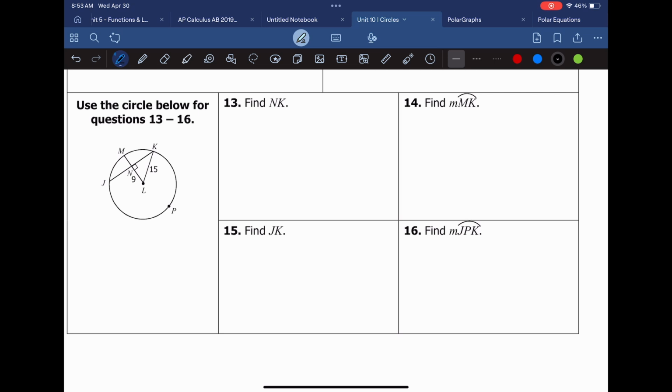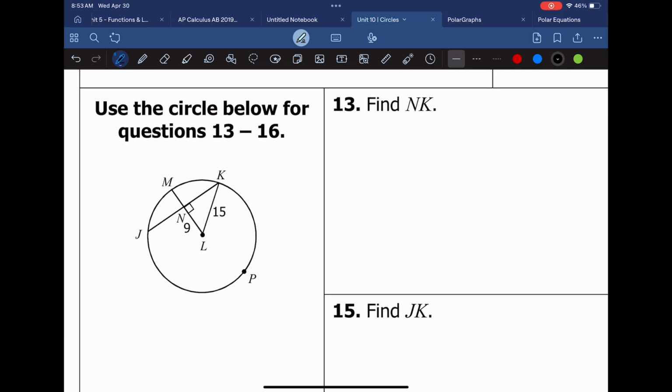So, if you were gone on the field trip yesterday, I went over how to do problems 13, 14, 15, and 16 on the homework. 15 and 16 are pretty quick once you know how to do 13 and 14. But I want to show you how to do them because they are a little tricky. So let's start with 13 right here. We need to find the length of NK.